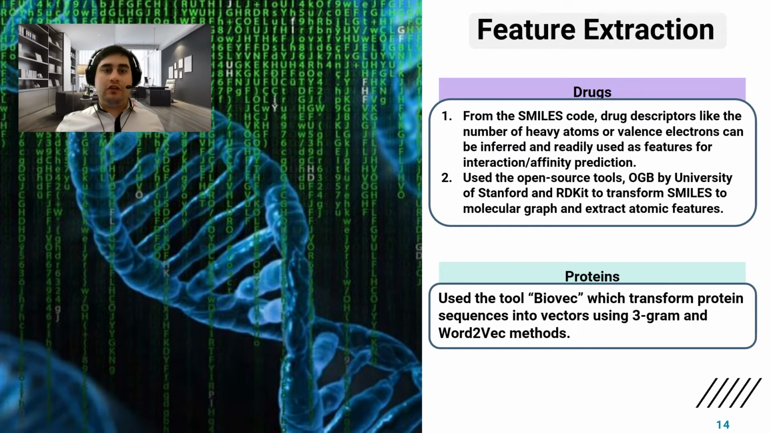To extract the features from SMILES, we use the open source tools RDKit and OGB, and thus for each input compound string SMILES, we construct a corresponding molecular graph reflecting interactions between the atoms inside the compound. For proteins, we use the tool BioVec, which transforms the protein sequences into vectors using 3-gram and Word2Vec methods.